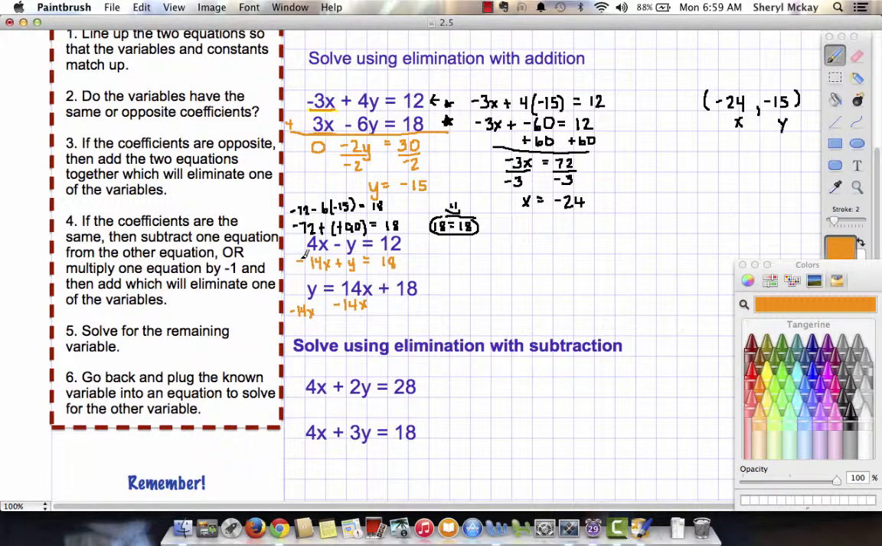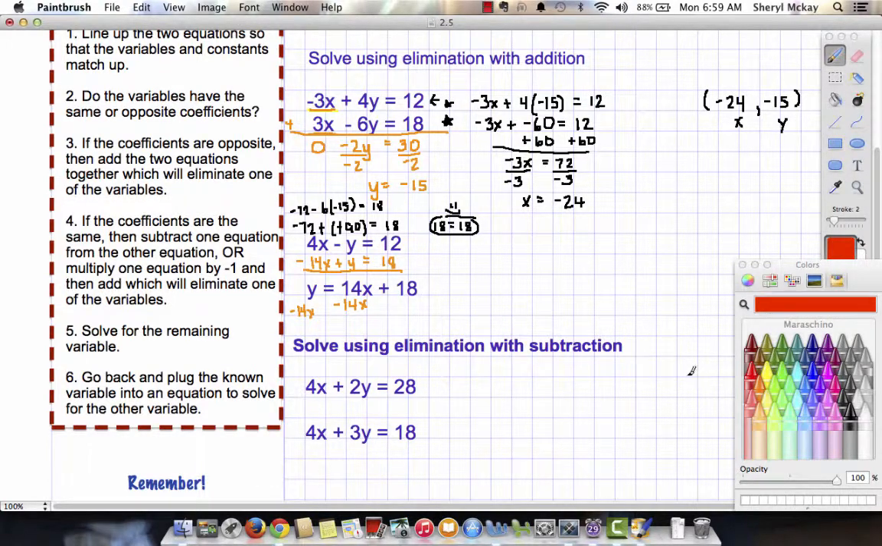And the reason is because I'm looking at this and I'm thinking that I'm going to be eliminating my y's. So when I take this 4x minus y equals 12 and I add to it negative 14x plus y equals 18, what do I get? Now I'm just going to write it over here, if that's okay with everybody.